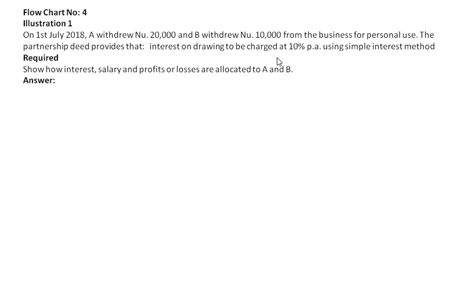In this flow chart, we are having two data. One is 20,000, another one is 10,000. What is 20,000 and 10,000? This is the A withdraw. Withdraw means they take money. Niltram is the currency. A withdraw Niltram 20,000. The partners are taking money out of the business for personal use. That is known as drawings. It is for personal use.